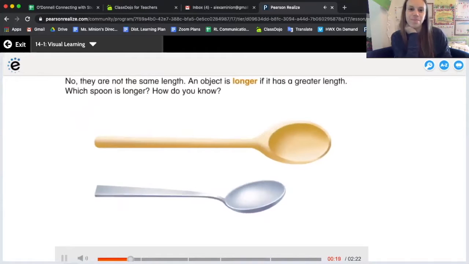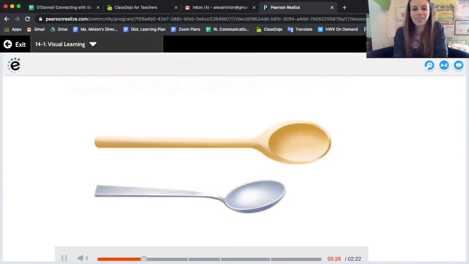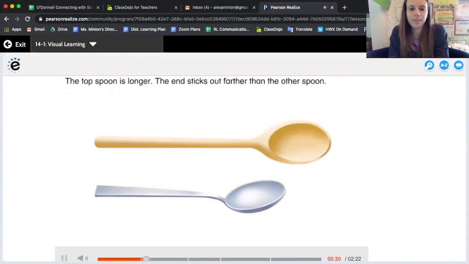An object is longer if it has greater length. Which spoon is longer? How do you know? The top spoon is longer. The end sticks out farther than the other spoon.